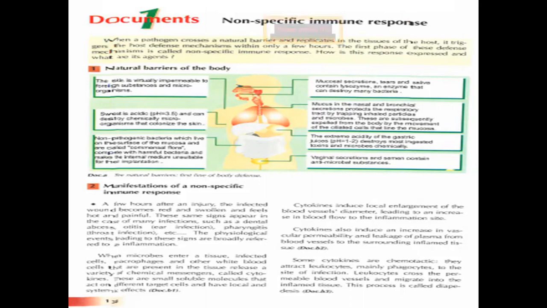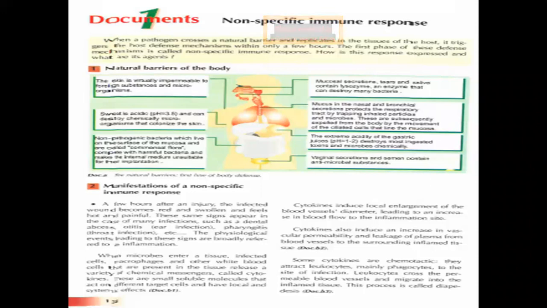These signs appear in the case of many infections, such as, for example, otitis, an ear infection, or pharyngitis at the level of the throat. The physiological events leading to these signs are broadly referred to as inflammation. So when a microbe enters a tissue, infected cells and other white blood cells release a variety of chemical messengers.